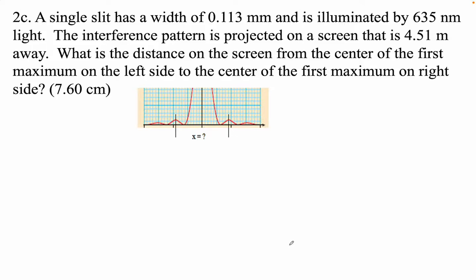A single slit has a width of 0.113 millimeters. Okay, so our b, we're going to use this formula, right? Theta is lambda over b, right?